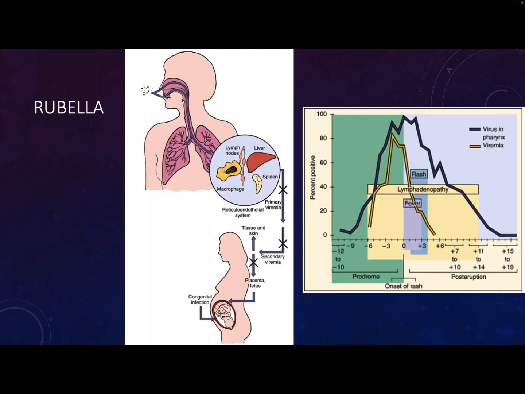So again, respiratory virus, but it can cause a rash, and so what you see is it gets in the body, and in the respiratory tract, where it can replicate, it can then cause a primary viremia and get to places like lymph nodes and liver and spleen, and cause a rash, and it can also get then into the placenta and into the fetus and cause a congenital infection.